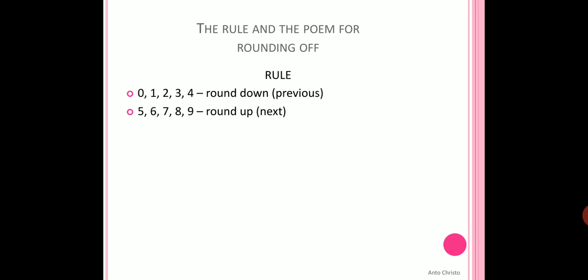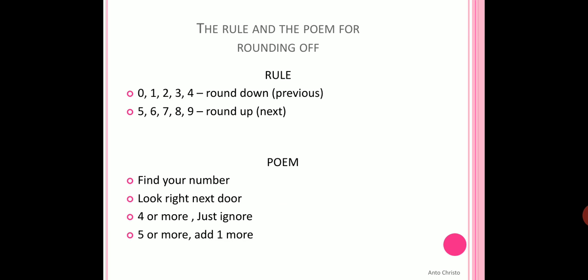For memorizing, for keeping the steps in mind, I am going to introduce a poem for you. Just memorize these lines and keep them in your mind. Just 4 lines. Find your number, look right next. 4 or less, just ignore. 5 or more, add 1 more. So we'll keep this in mind and go for an example.